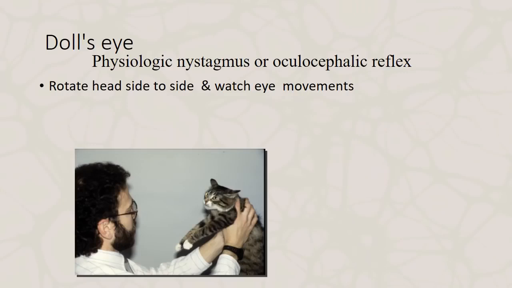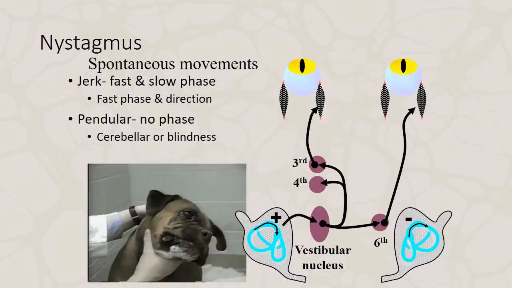So we can force the patient to have these movements. If they're a small animal, you can just pick them up and move them side to side. Or if they're a larger animal, as shown in my other video, you can just move the head side to side and watch the eye movements. There should be a drift and a flick, a drift and a flick. This is the physiologic nystagmus.